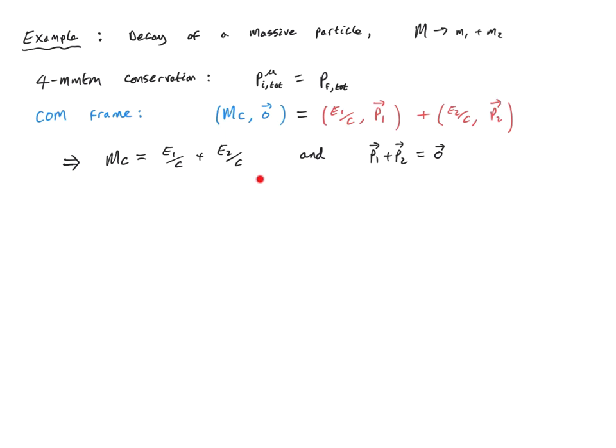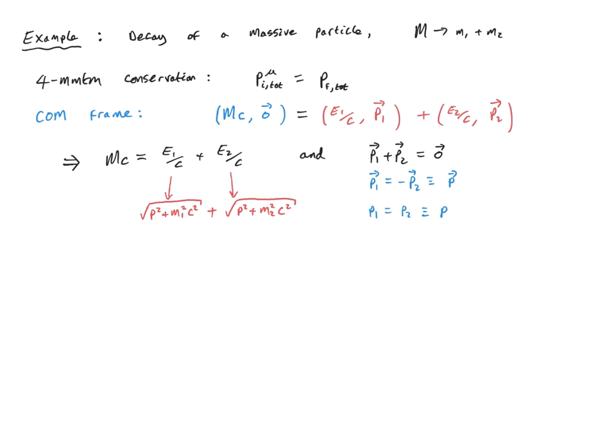This gives me two equations. I have that Mc is equal to E1 over c plus E2 over c, and also that the p1 plus p2 vectors are equal to 0. The vector sum of the relativistic 3-momenta for the products is equal to 0. And that's, of course, because we're in the centre of momentum frame, and given that we only have a single reactant, that means that the total initial momentum is equal to 0. The latter tells us that p1 vector is equal to minus p2 vector. Let's just call that p vector now. We'll drop the 1 and 2 labels. But the magnitudes are equal, so p1 is equal to p2.